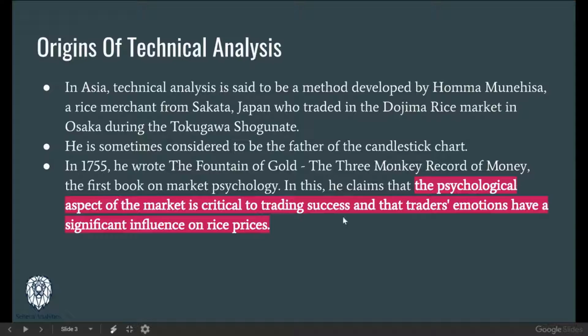And in 1755, he wrote The Fountain of Gold, the Three-Monkey Record of Money, the first book on market psychology. In this, he claims that the psychological aspect of the markets is critical to trading success, and that traders' emotions have a significant influence on rice prices.